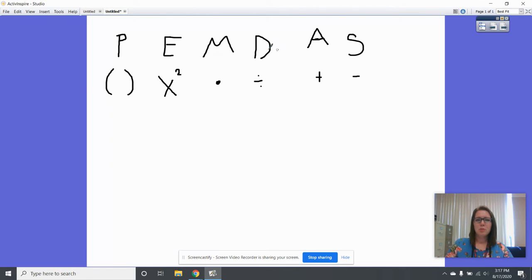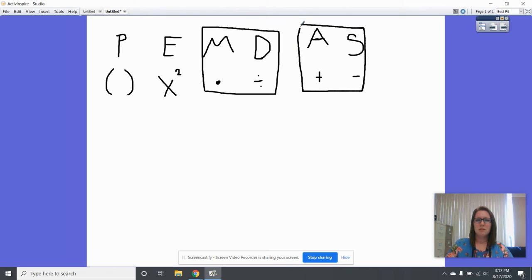Now, when we do our multiplication and division, it does not go all the multiplication first and then division. You just do the multiplication and division at one time. Same with addition and subtraction. You do that at one time. And I'm going to show you what that means.